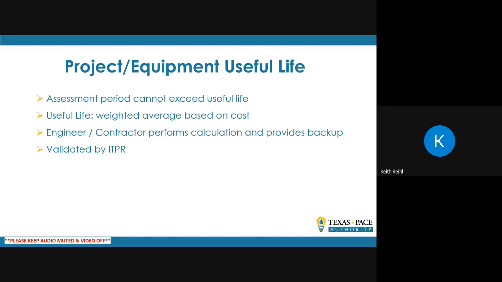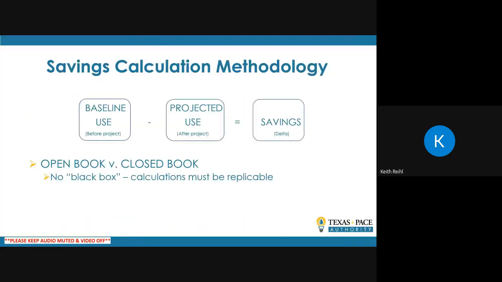So when we say the assessment, we're talking about how long the loan is. We see loans somewhere between 15 to 25, but even up to 30 years in length. Look at the useful life. Again, it's a weighted average based on the cost. The engineer or contractor does the calculation and provides the backup as to what the equipment is and the useful life. And then it's validated by the ITPR. The ITPR may have questions just to make sure that they understand. If the equipment's only used periodically.